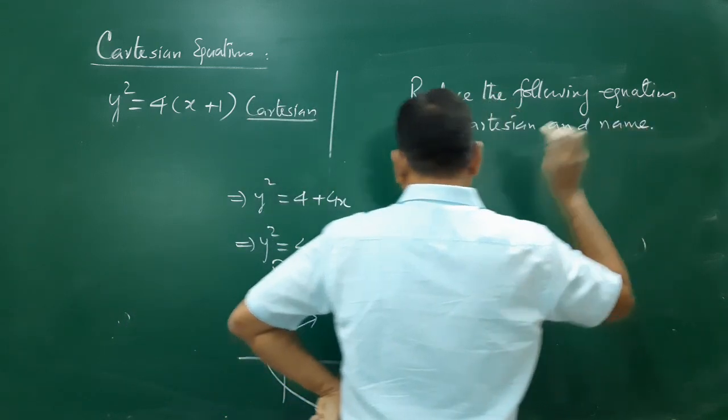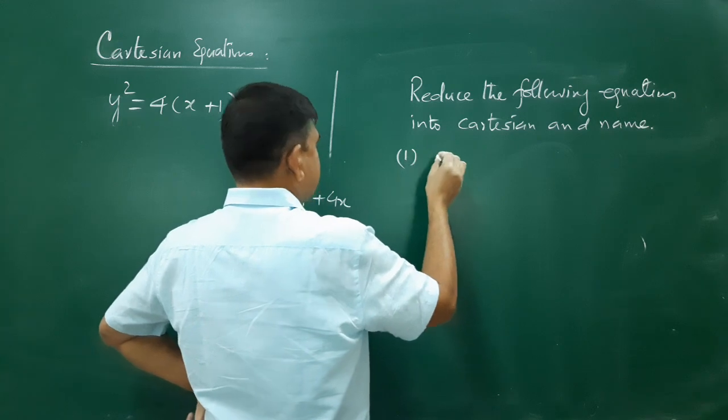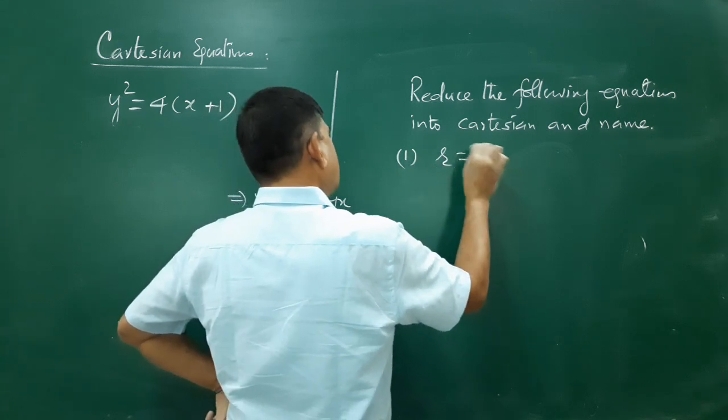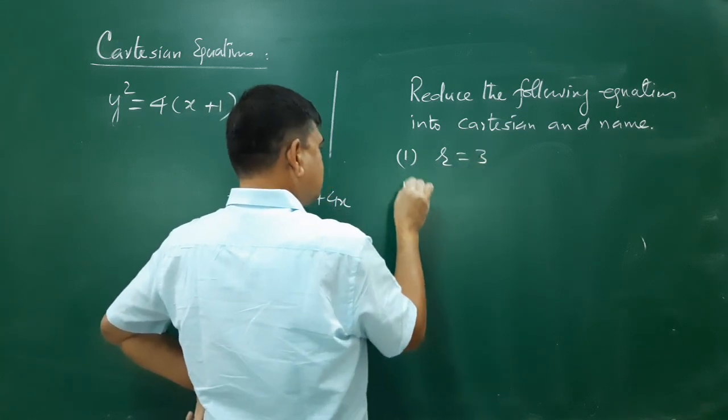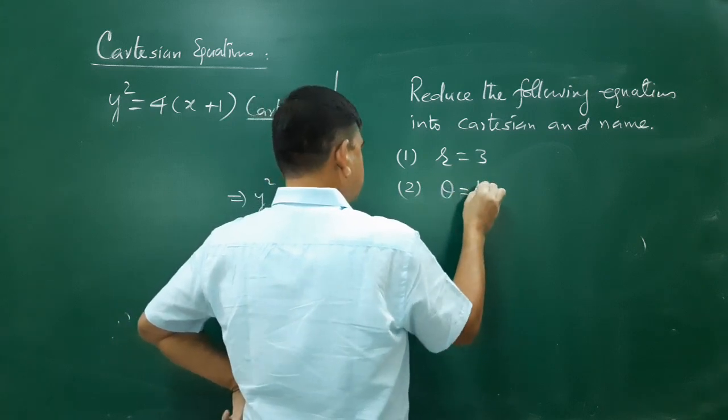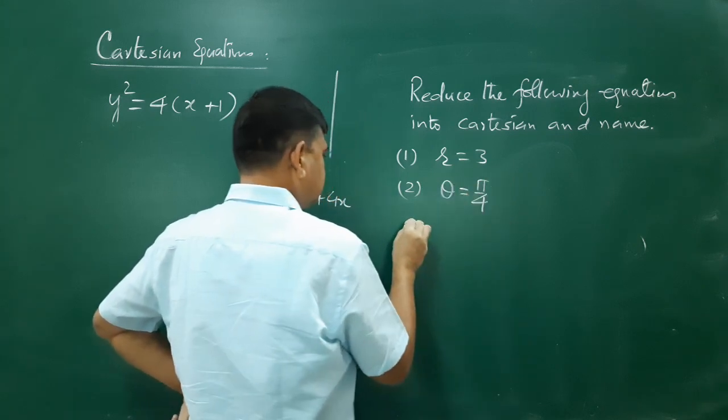And name. Okay, number 1, r equals 3, theta equals pi by 4.